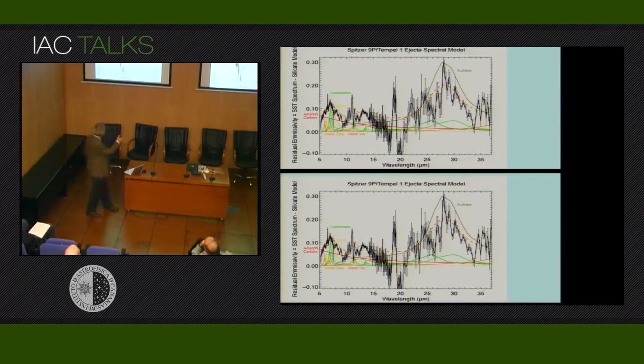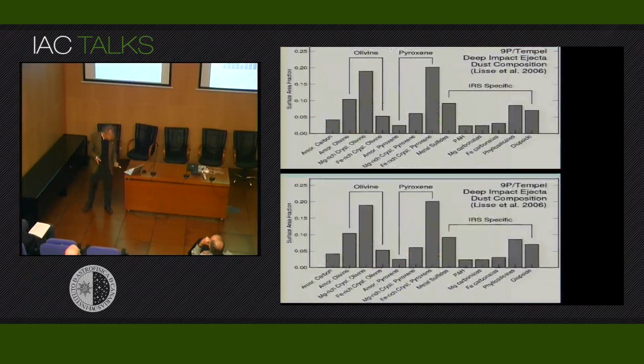So here is, from a recent review by Mike Kelley and Diane Wooden, a summary of what was discovered in comet 9P Tempel and the surface area that each of the components had. So you can see that the dust is dominated by the olivine and the pyroxene, and then you have all these other components, including the likely detection of PAHs over here.